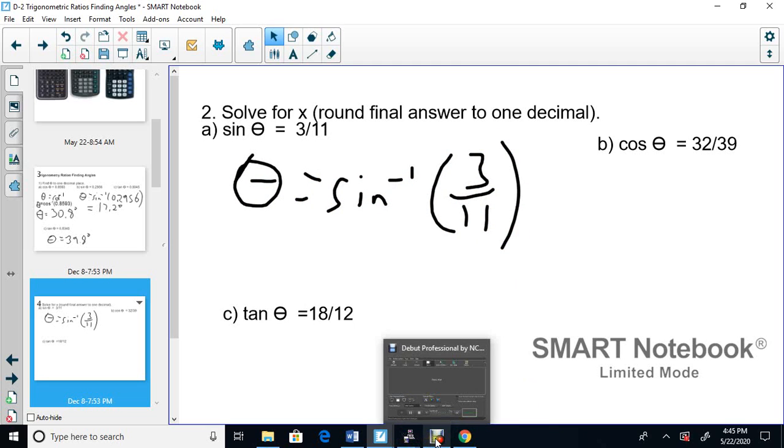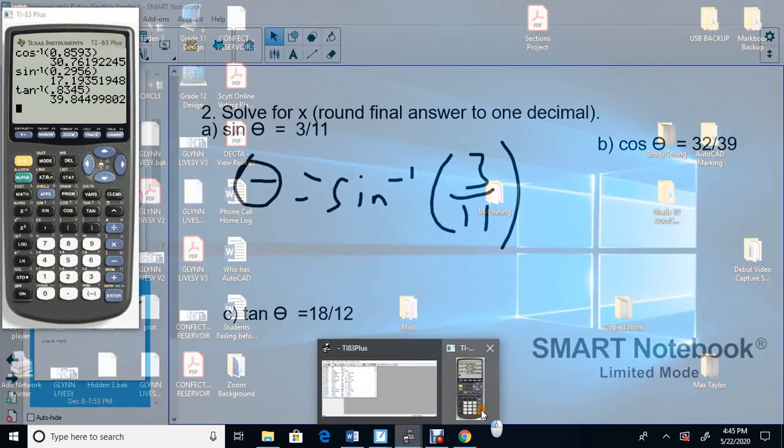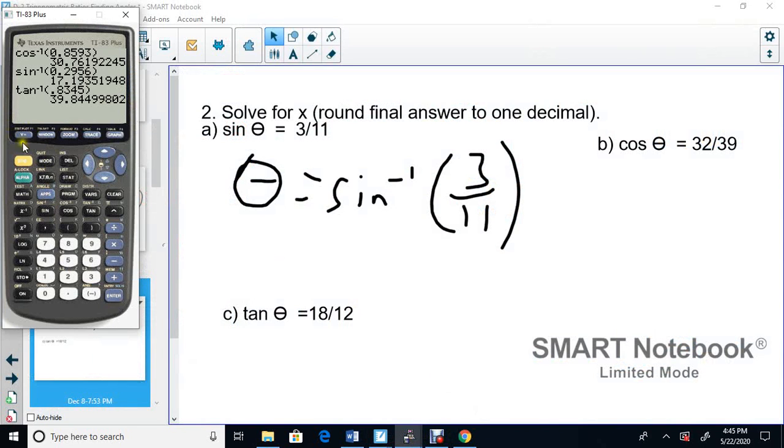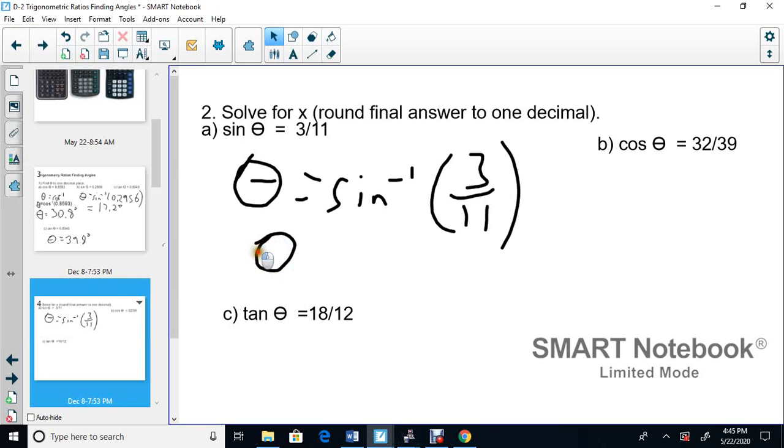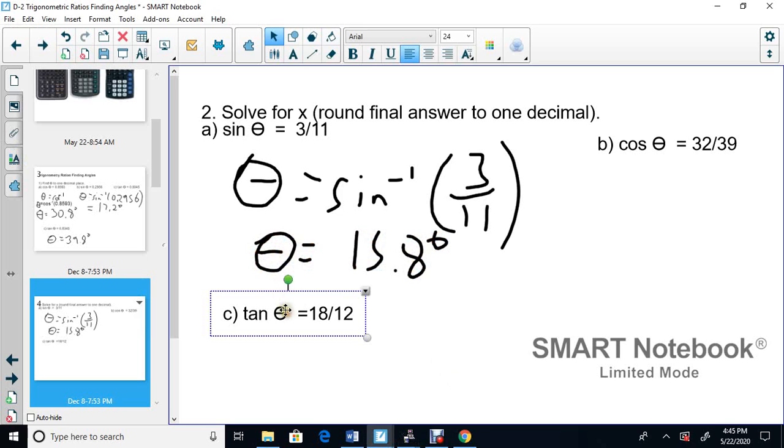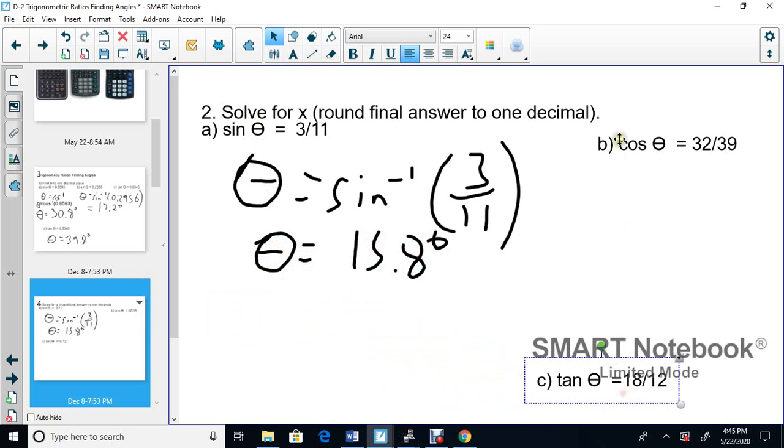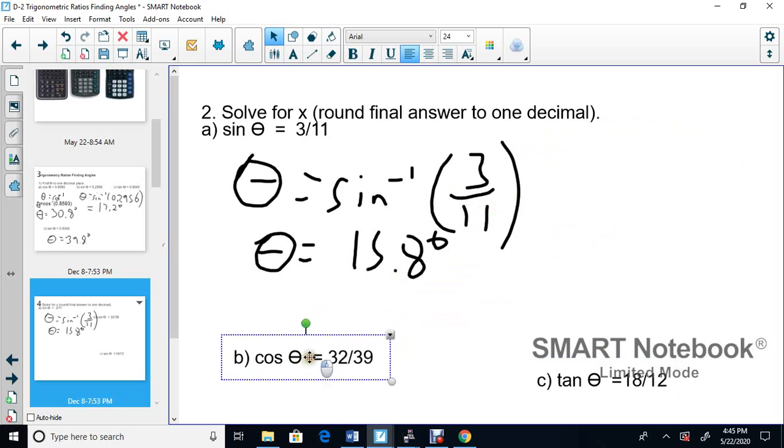So over here, let's go to my calculator. I go second sine, and right away I put 3 divided by 11, and I get my answer 15.8 degrees. So I got theta equal to 15.8 degrees. Let's move B and C over because I'll show you another way, and I don't care which way you do it. So some people, so method 2.